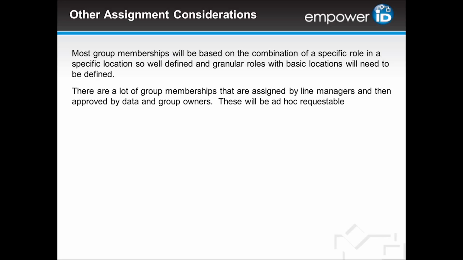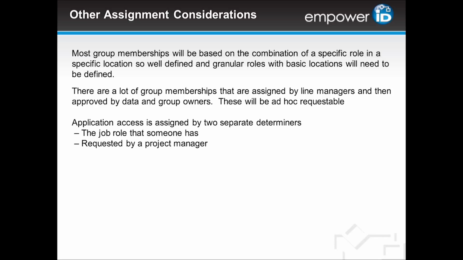Now, there are a lot of group memberships. These are all assigned by line managers and then approved by data and group owners primarily. A lot of these are going to be ad hoc requestable type group memberships. Now, application access is assigned by two separate determiners. In some instances, the job role that someone has will determine what applications they get assigned, and other ones are simply requested by a project manager or some other line manager.